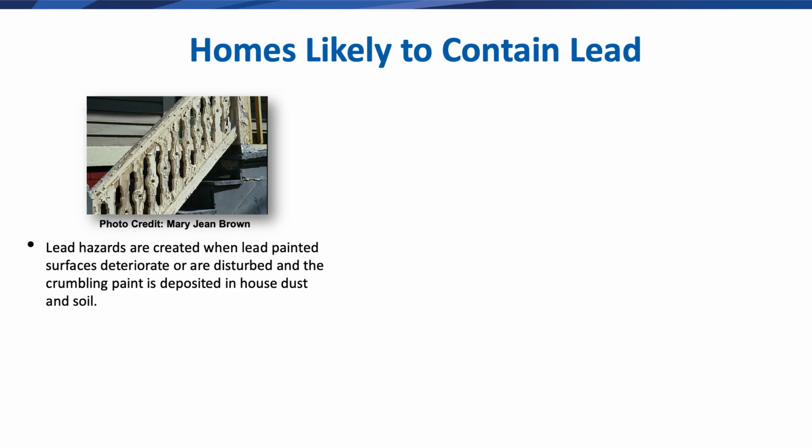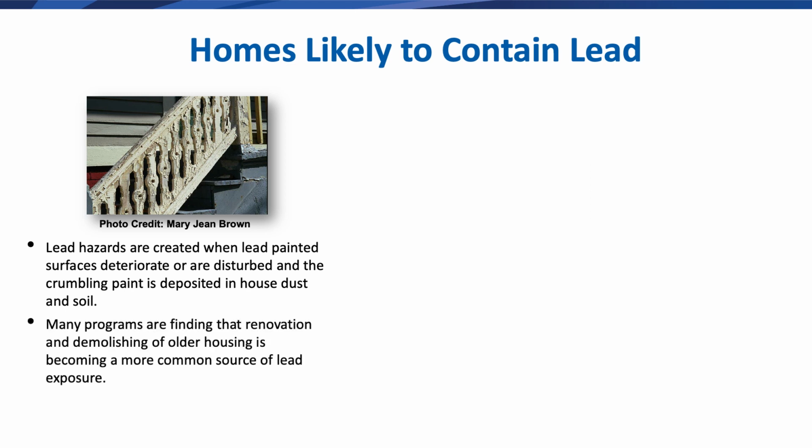Lead hazards are created when lead-painted surfaces deteriorate or are disturbed and the crumbling paint is deposited in house dust and soil. This picture was taken in Rhode Island several years ago, and you can easily see that the paint is not intact and it gets into the soil and is tracked into the house.